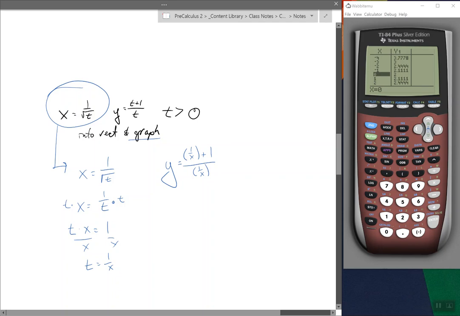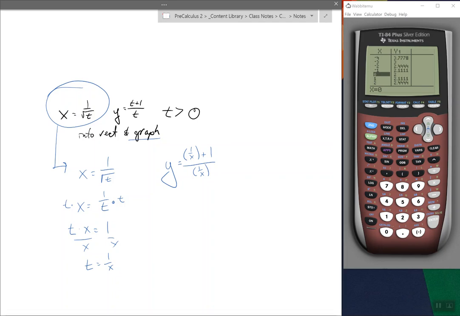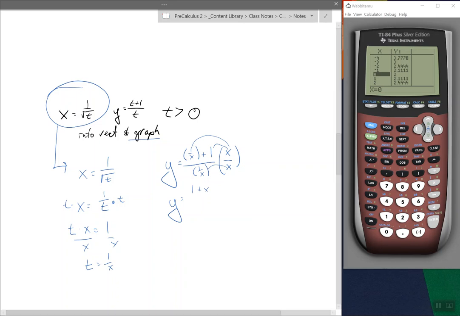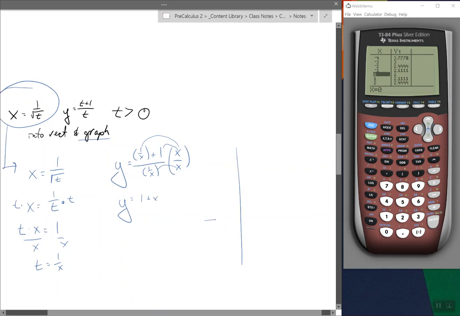So now we have this weird complex fraction. So the easiest way to clean this up is just to multiply it by that denominator of x over x. So we get y equals, when we distribute this, that becomes a 1, that becomes an x, that becomes a 1. Okay, so we have that very simple equation, 1 plus x, and we can graph that. That's just a line.